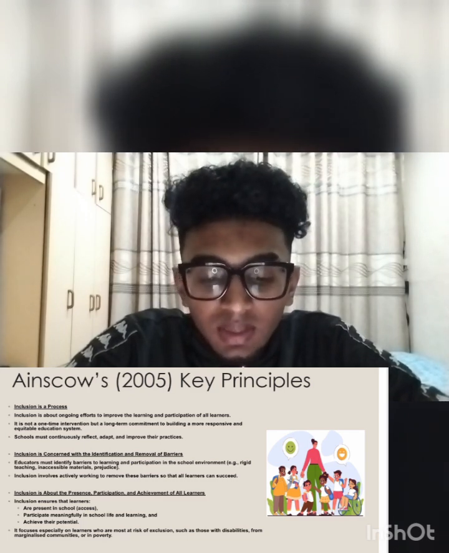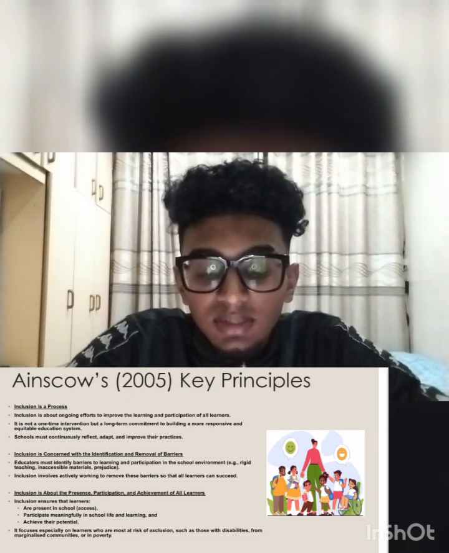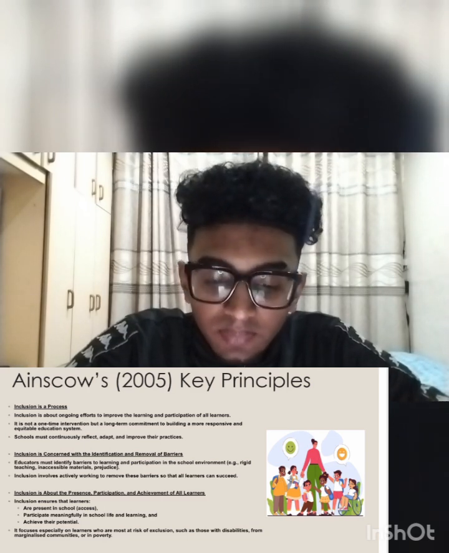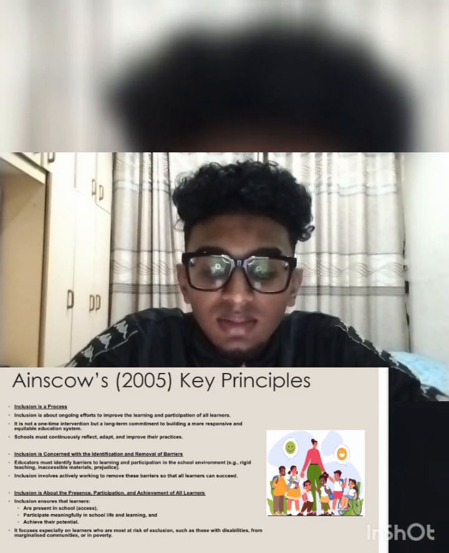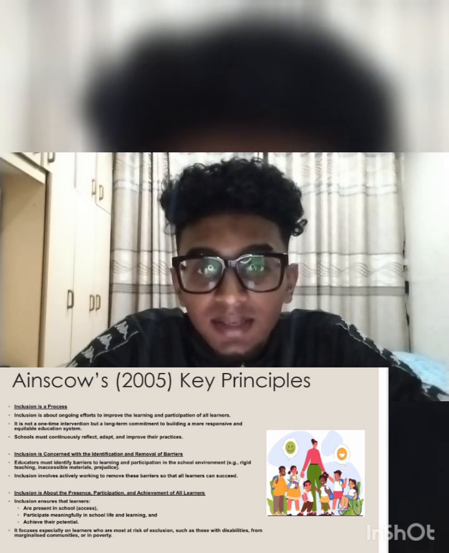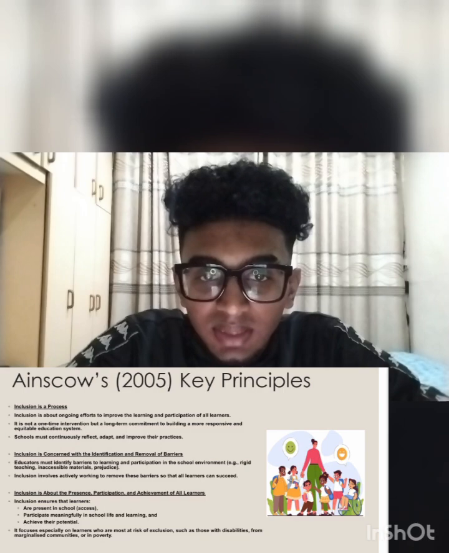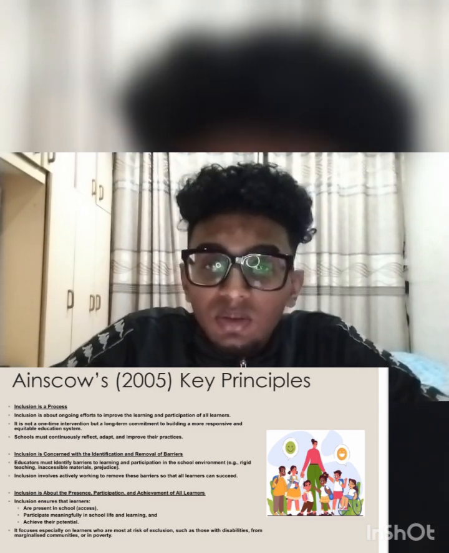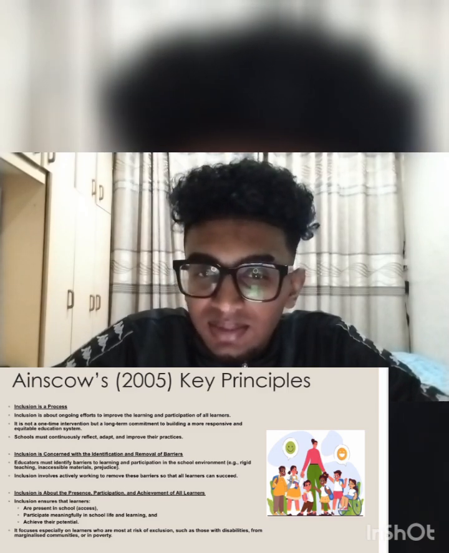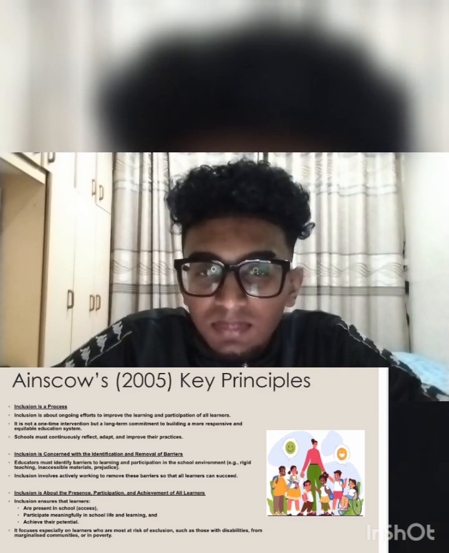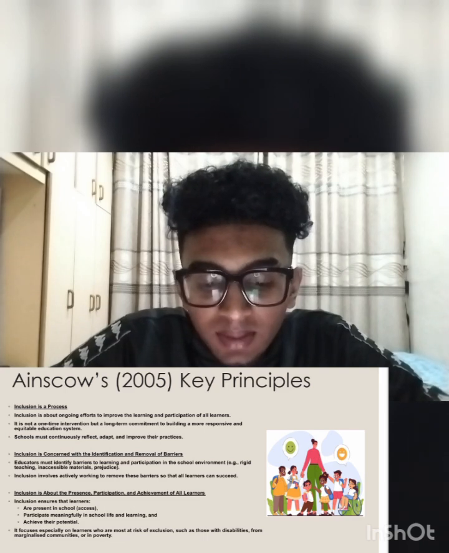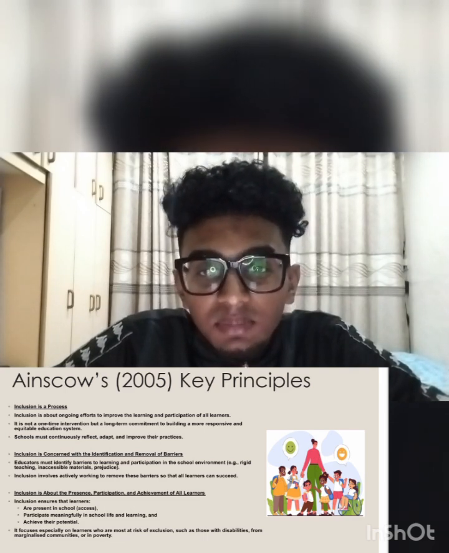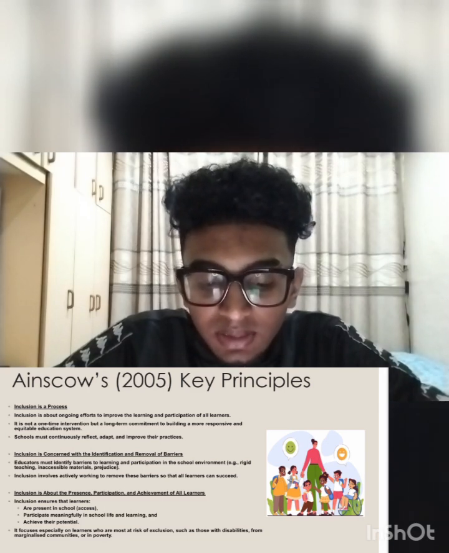Let's start with the first definition, which is inclusion as physical placement. As you see below, this view assumes that placing learners with disabilities in mainstream classrooms is enough to call a school inclusive. However, inclusion is not just about being present, it's about participation and learning meaningfully. For example, a learner with a hearing impairment may be enrolled in a mainstream school, but sit in silence during lessons because there's no interpreter.